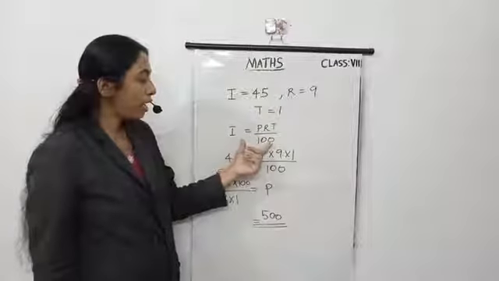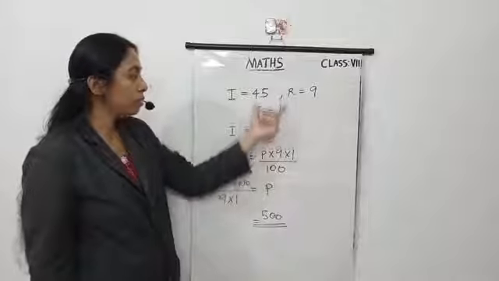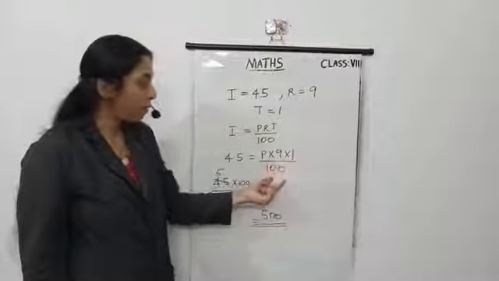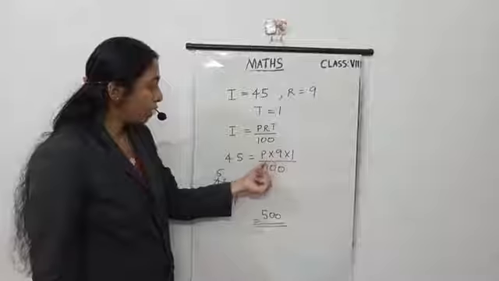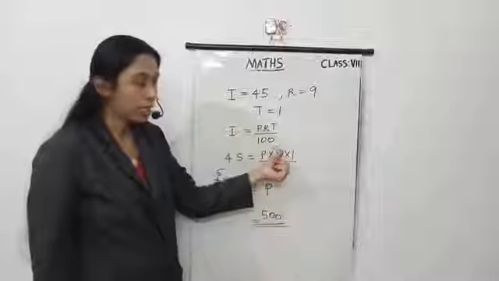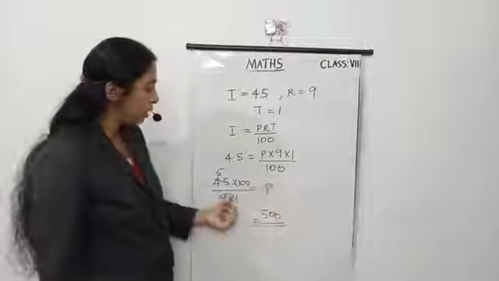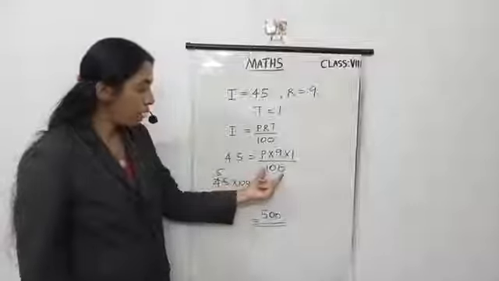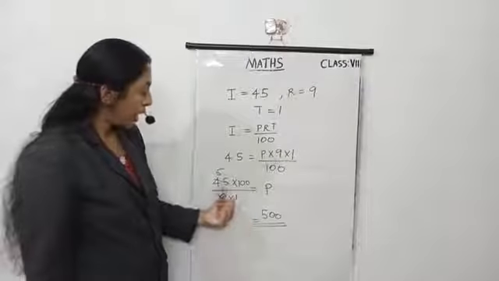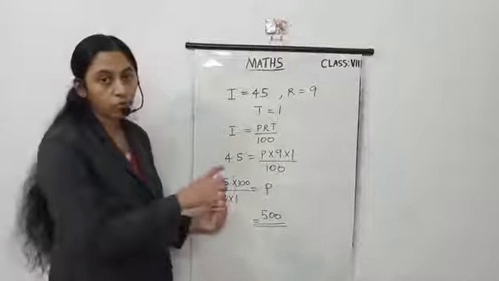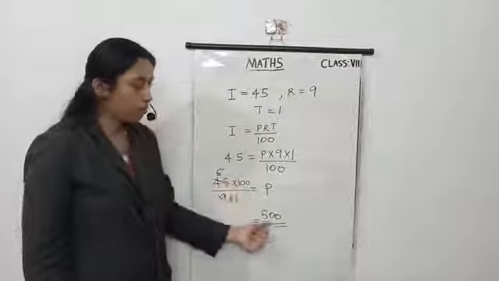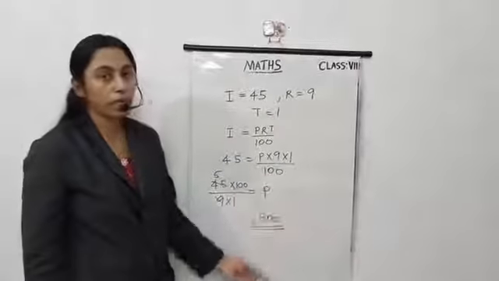We have the formula I equal to PRT by 100. Substitute these values here. We get 45 equal to P into 9 into 1 by 100. Now we need to find this P. So transpose this 9 into 1 by 100 to the right hand side. So this becomes 45 into 100 in the numerator and 9 into 1 in the denominator. And 9 fives are 45, so we can cancel. Here we get 5. And 5 into 100 we get 500. So she borrowed 500 rupees.